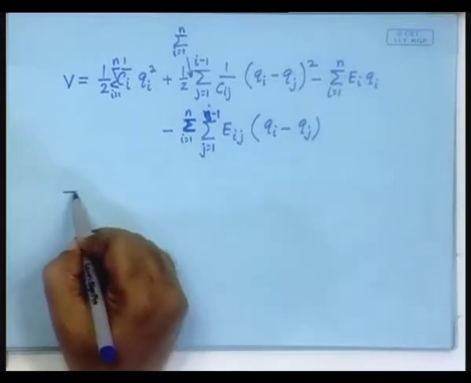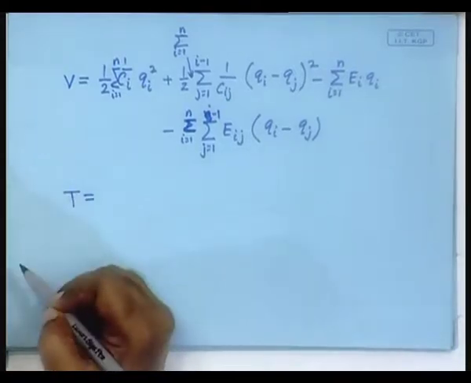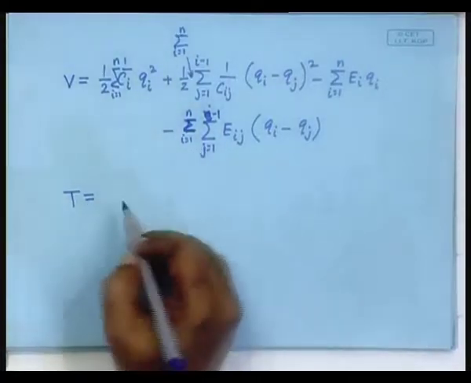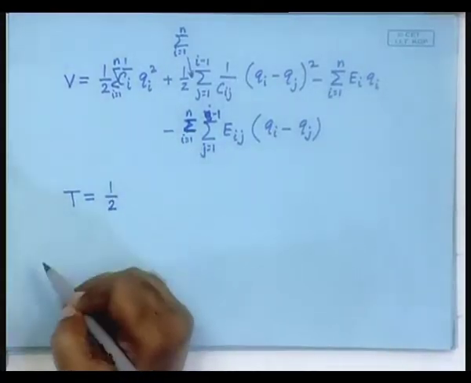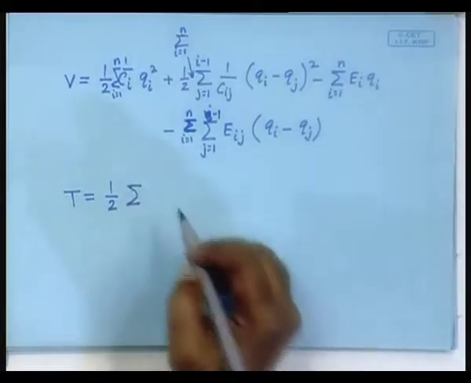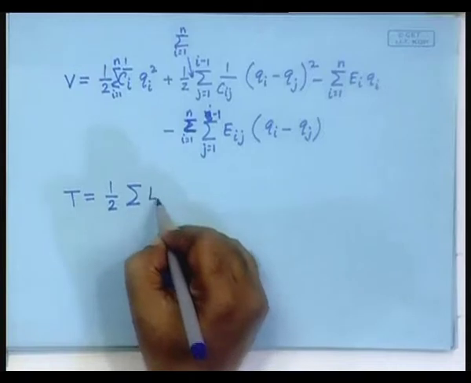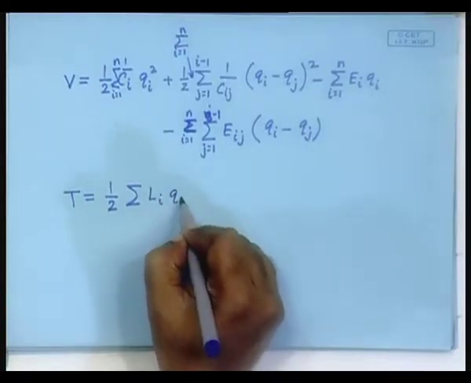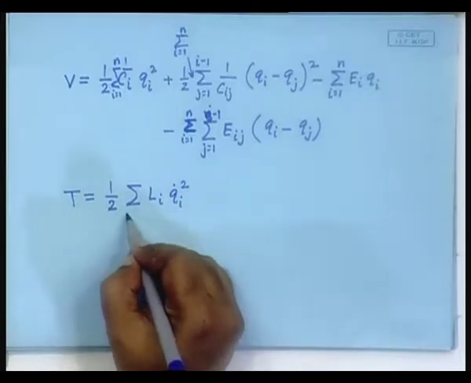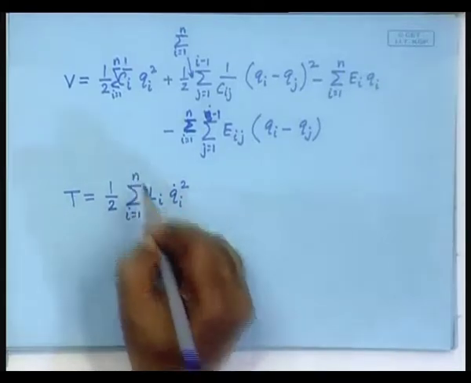Now comes the kinetic energy T, which again has to be written in the same fashion. So, you will have half, summed over L_i q_i dot squared. So, this is the self branches. So, it will be i equal to 1 to n.